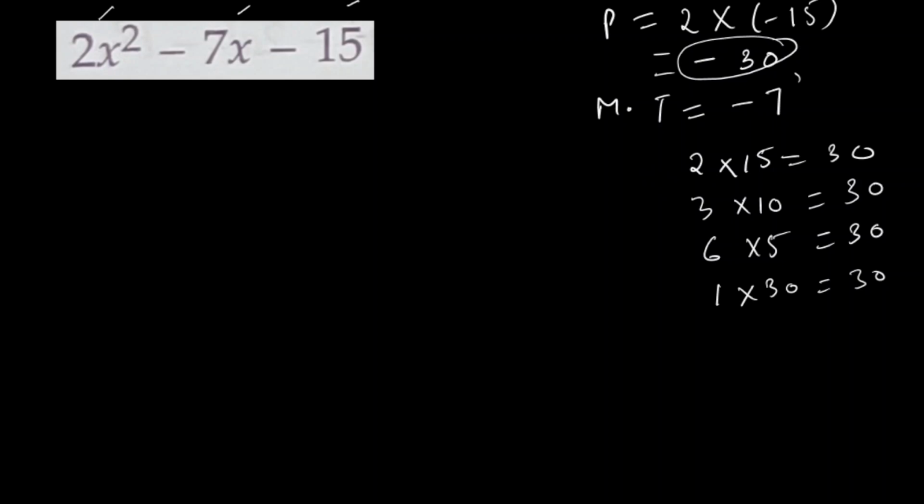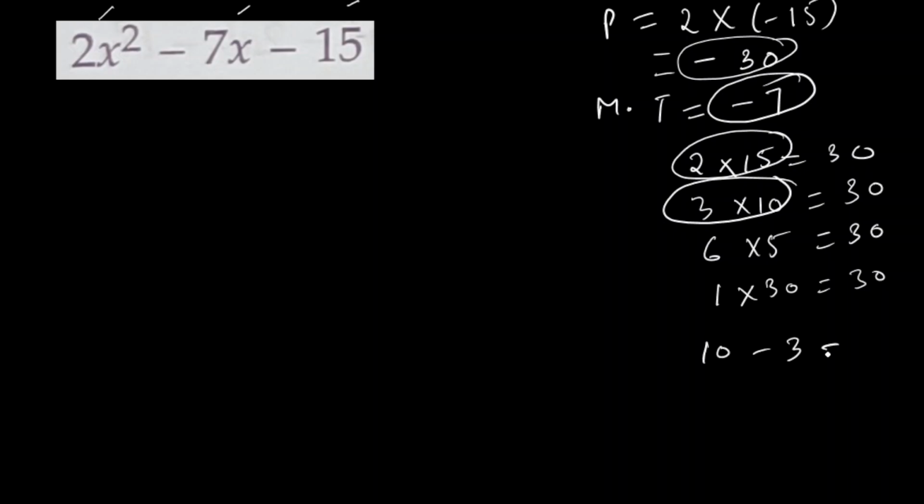Then you can see here we need minus 7 as the addition. So minus 7, how will we get it? 2 and 15, these numbers will not give us that, but 10 and 3 will if we try. We know 10 minus 3 is equal to 7. So that means 10 and 3 will give us 7. We need minus 7, so the greater number should have the negative sign. So minus 10 plus 3.